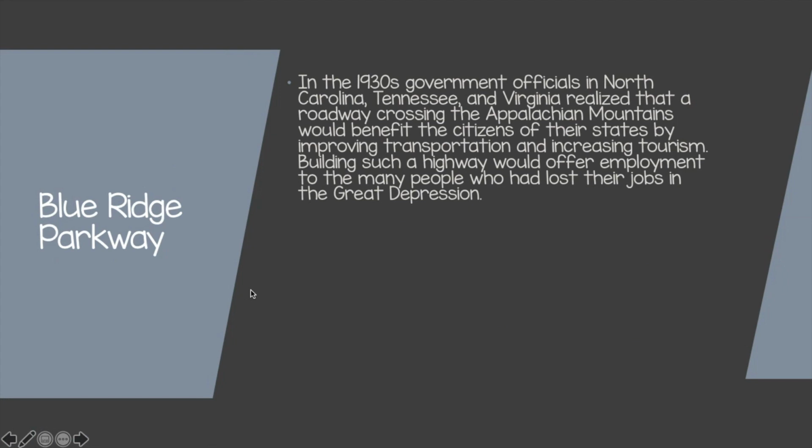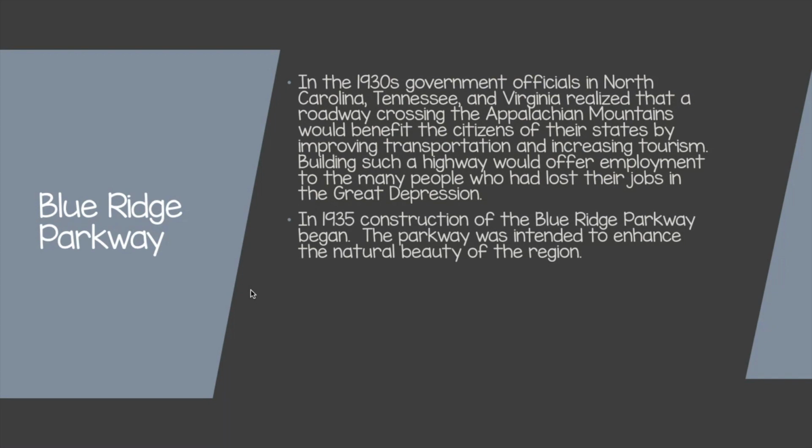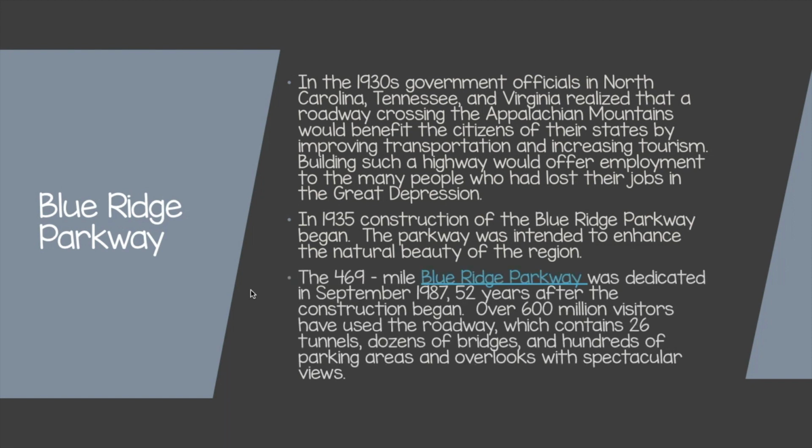Now, our next stop here is we're going to take a look at the Blue Ridge Parkway. Now, this was established here in the 1930s. Government officials in North Carolina, Tennessee, and Virginia realized that a roadway crossing the Appalachian Mountains would benefit the citizens of their state. It would help improve transportation and also increase people coming to the area, increase that tourism. Now, building a highway would also, here's the other benefit to it, offer employment to many people who had just lost their jobs in the Great Depression. Now, in 1935, construction actually began. Now, the parkway was intended to enhance, though, the natural beauty of the region.